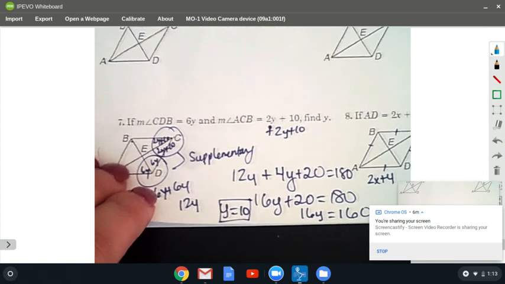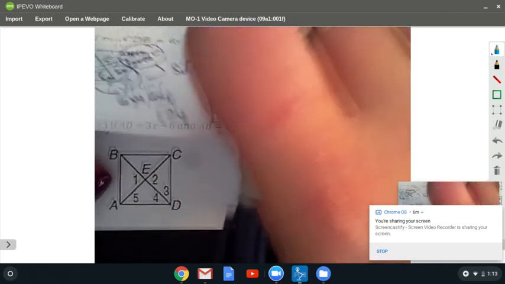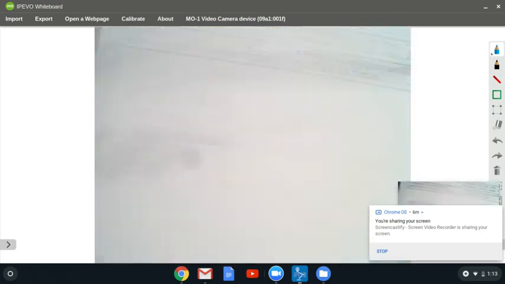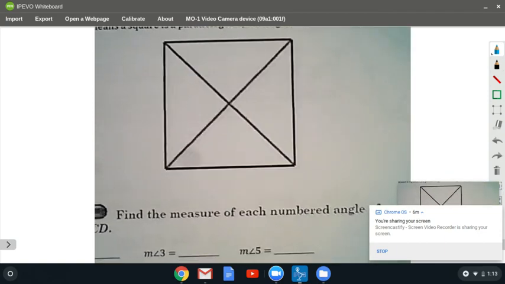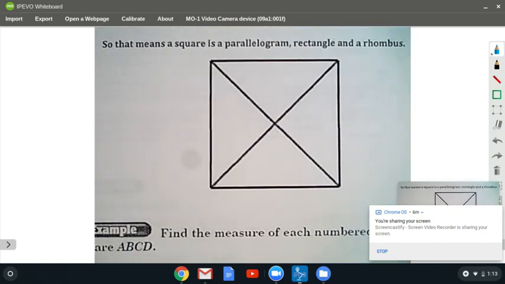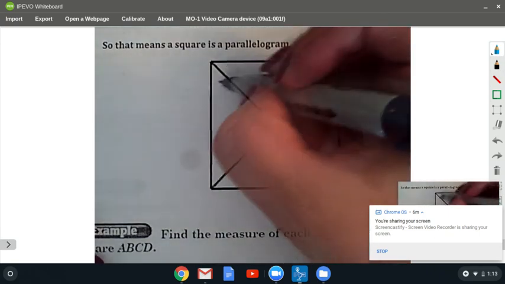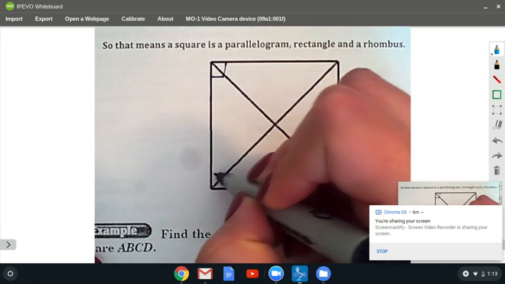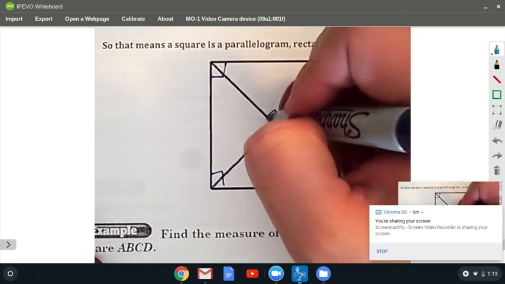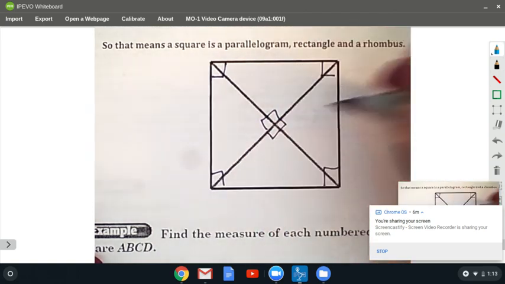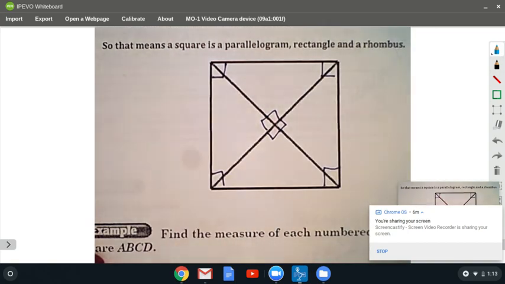Okay, now I'm going to flip it over and we're going to talk about squares. Squares have all the properties of a rhombus and a rectangle. Squares are a little bit different because these corners are all right angles like a rectangle. These are also perpendicular. All the diagonals are perpendicular, just like a rhombus.